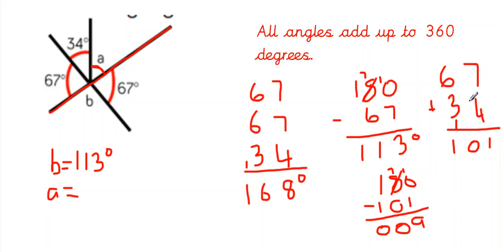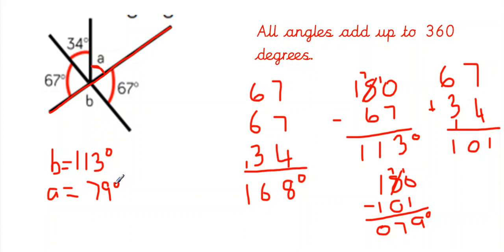So 67 plus 34, so 7 plus 4 is 11. 6 plus 3 is 9, add 1 is 10. So that's definitely 101. Let's see where I've gone wrong. 10 minus 1 is 9. 7 minus 0 is 7, not 0. That's where I have made my mistake. So I need to change that to a 7, which means that A is 79 degrees. If I look at my angle, that is much closer to 79 degrees than it is to 9. So A equals 79 degrees.